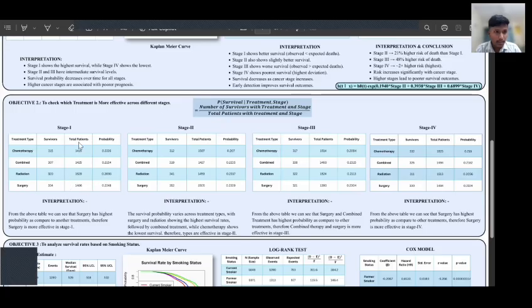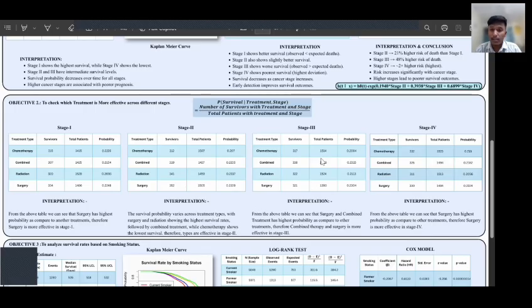So we can say from the above table that in stage 1, surgery has the highest probability as compared to other treatments. And for stage 2, we can see that surgery and radiation show the higher probability. So we can say that the survival probability varies across treatment types, with surgery and radiation showing the highest survival rates.